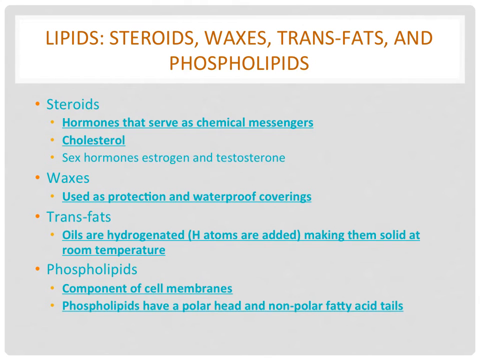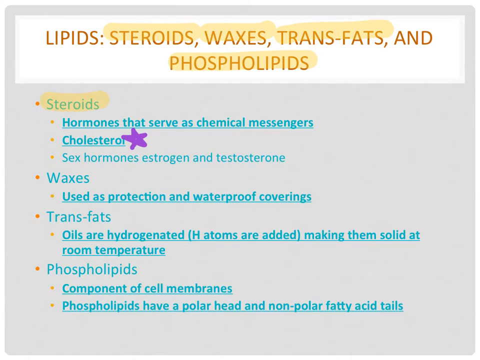We did it. We made it to our last group of lipids. We have the steroids, the waxes, the trans fats, and the phospholipids. So, the first group we're going to look at are the steroids. Okay, now, we're not specifically talking about the ones that people inject illegally. We'll save that conversation for another day. Okay, here we're talking about the ones that are hormones that serve as chemical messengers. And the big one that you need to make sure you have written down is cholesterol.